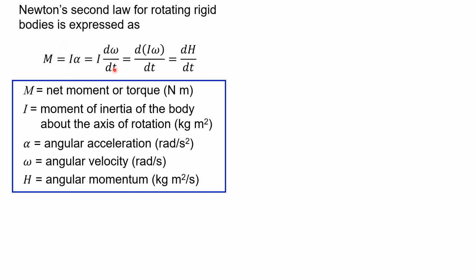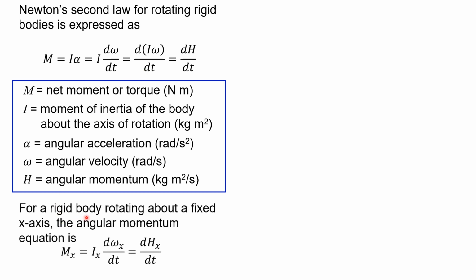Similarly, it can be converted into various forms. Relating it with the angular velocity, we get I d omega over dt, where omega is the angular velocity in radians per second. We can also incorporate I inside and convert it into dH, where H is the angular momentum. All these are possible if the body is rotating in a circular motion.